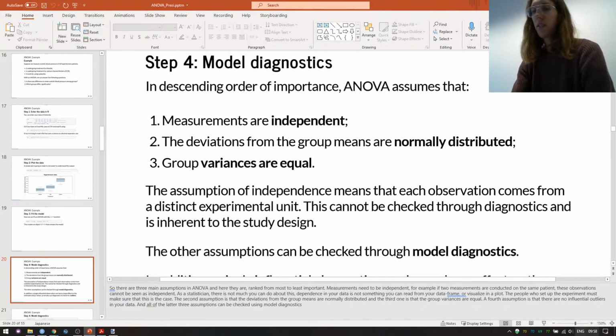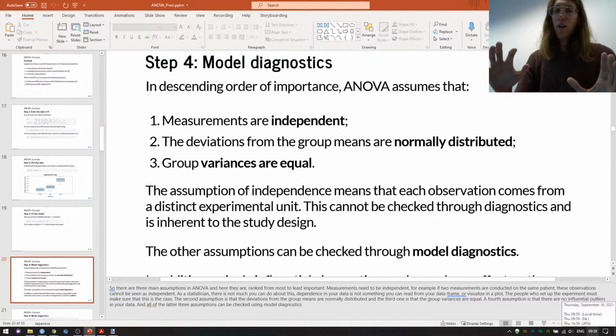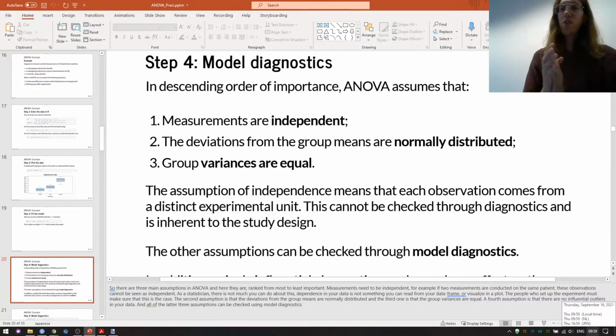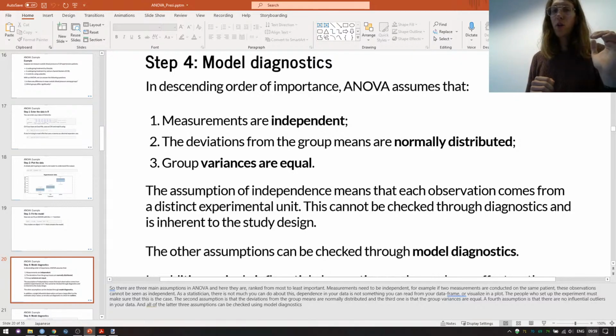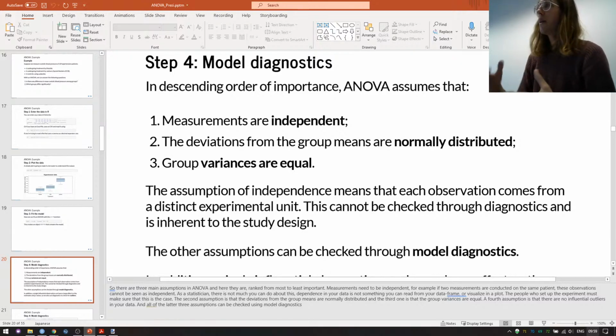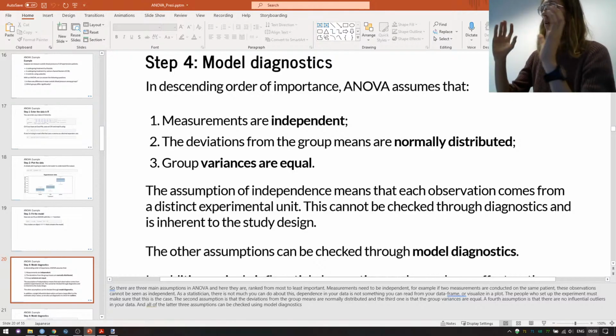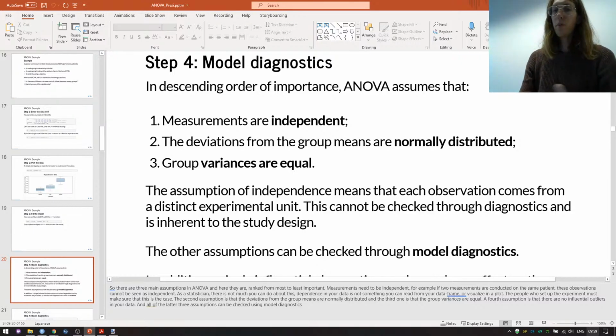Okay, then for model diagnostics. In descending order of importance, there are 3, maybe 4 assumptions that should be met if you do Anova. The first one is that measurements are independent. What does independent measurements mean? It means in this example that you don't use the same patient multiple times and treat all these observations as being equal. So if you have multiple measures of one patient, you shouldn't just put them all in the Anova. That would be a violation of one of the most basic assumptions.